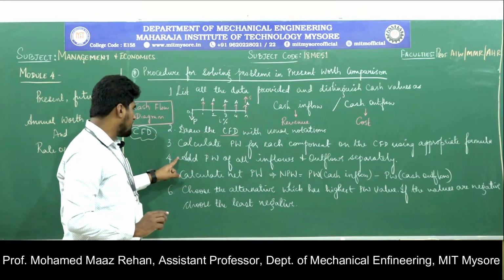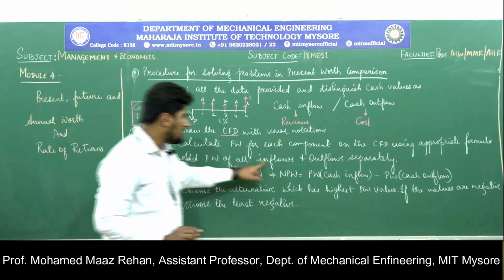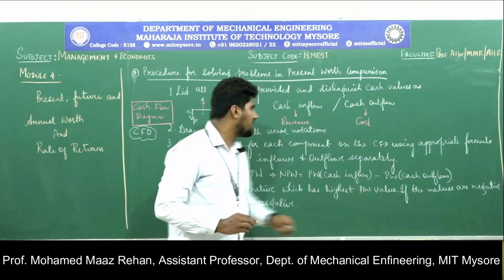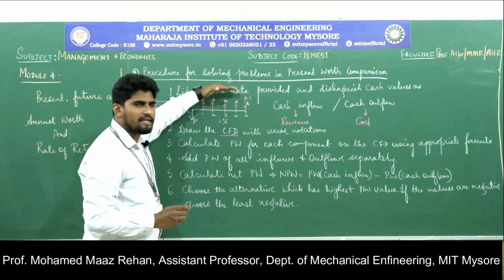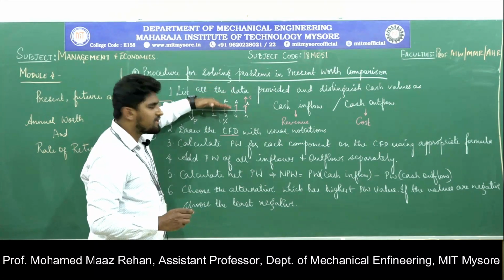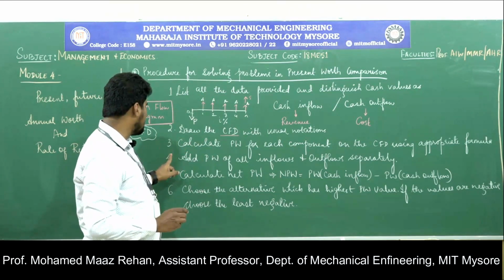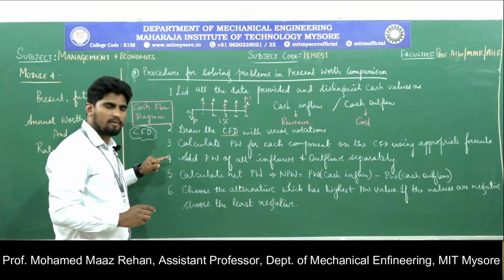Next, step number 4 is to add the present worth of all the inflows and outflows separately. Here we have listed the inflows and outflows, right? So you are going to calculate the inflows separately and outflows separately. That is step number 4.